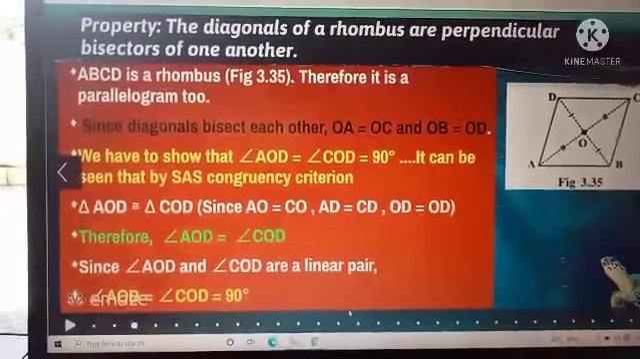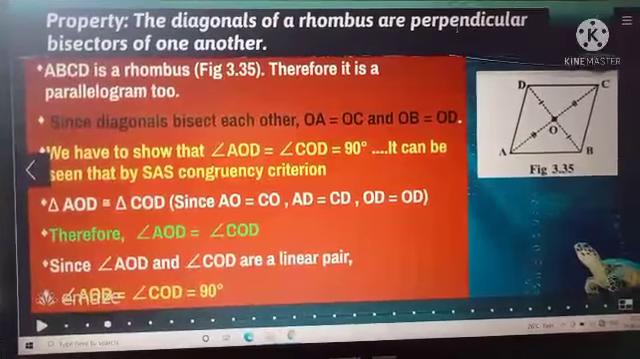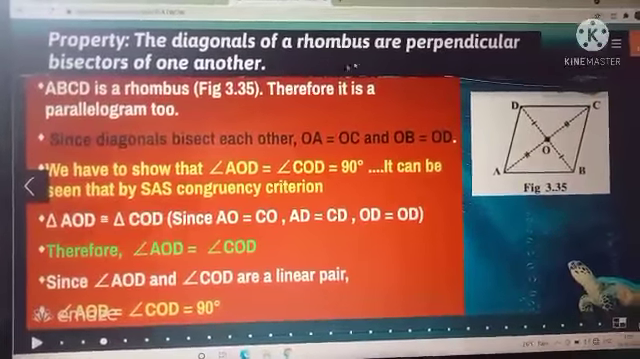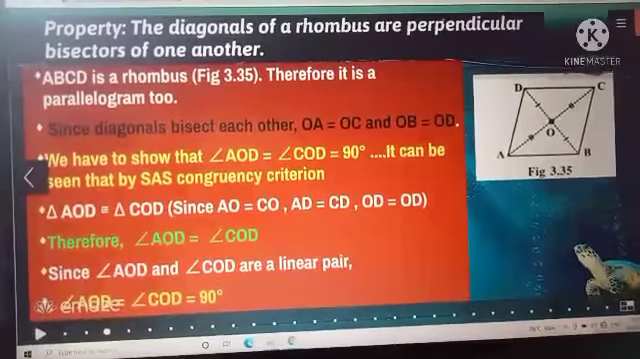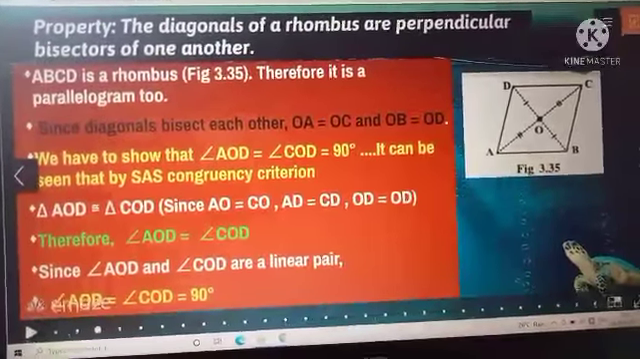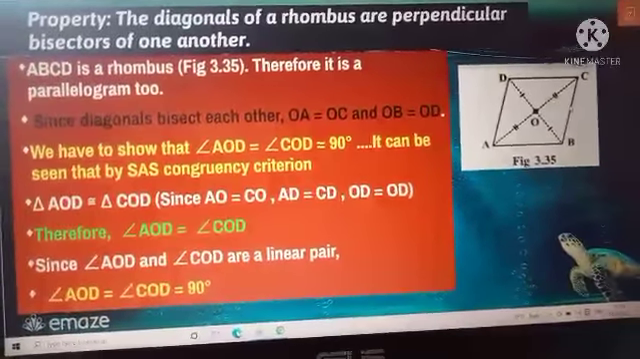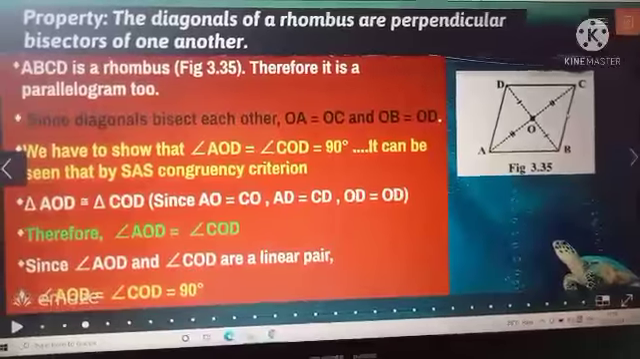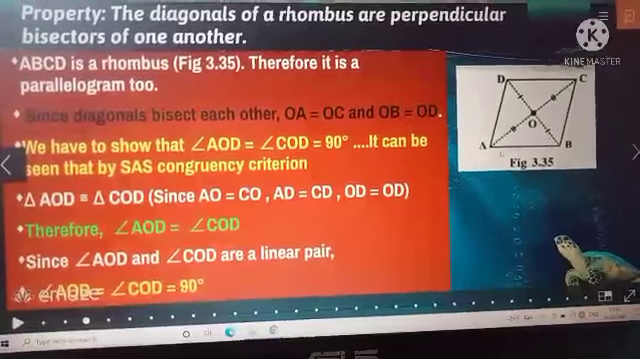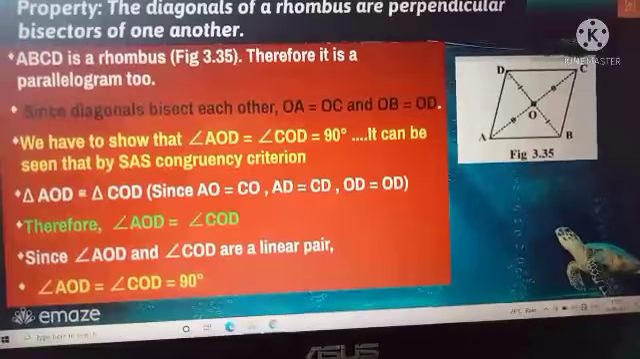Let's see one property of a rhombus. The diagonals of a rhombus are perpendicular bisectors of one another. Perpendicular bisectors. Okay, let's see how we can prove this. Here in this picture, ABCD is a rhombus and it is a parallelogram also. We know a rhombus is a special parallelogram. So this ABCD is a parallelogram and also a rhombus.